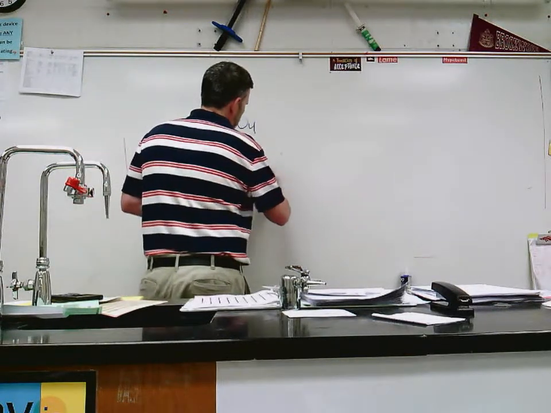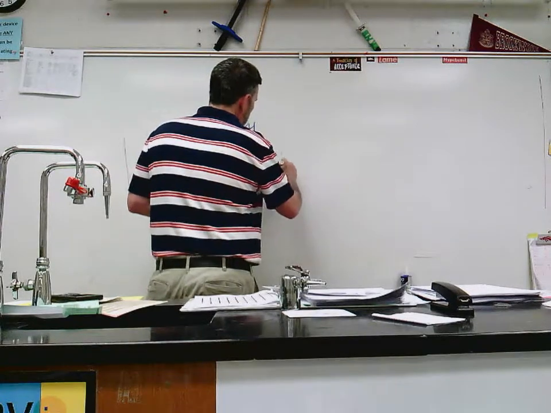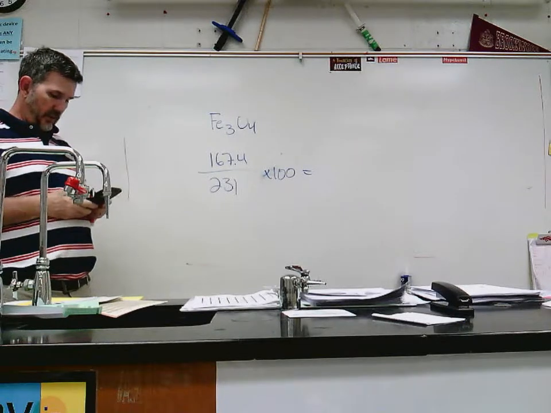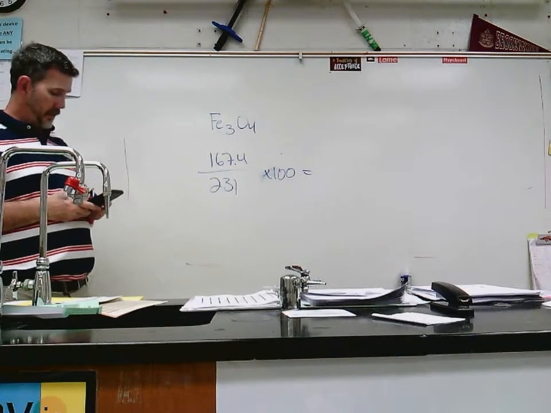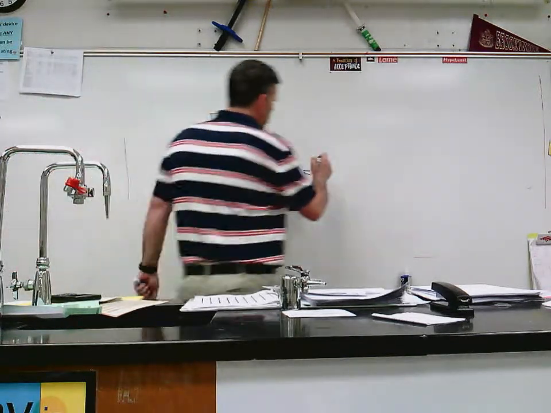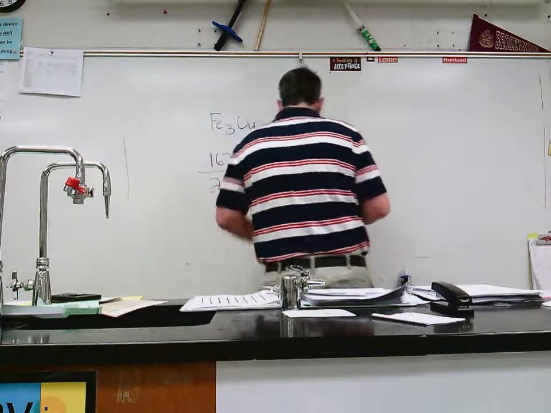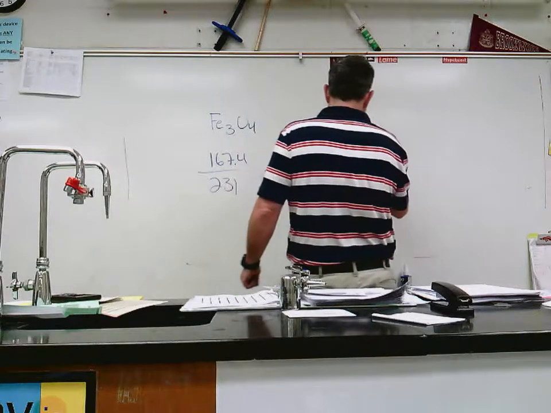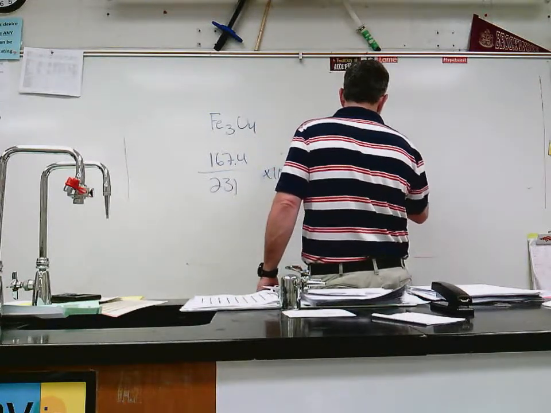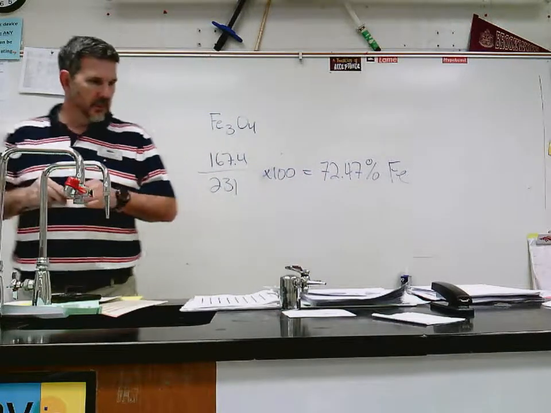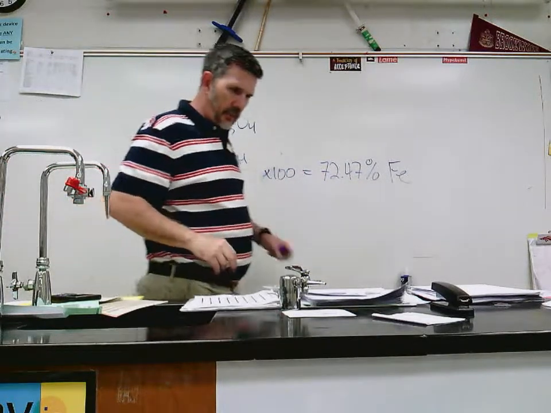I keep forgetting the times 100. I don't know why, but I think we're just frazzled at this point. 167.4 divided by 231 times 100. 72.46%. Did I read that right? 72.4, well, we'll call it 72% iron in Fe3O4. Okay, that's number 18.